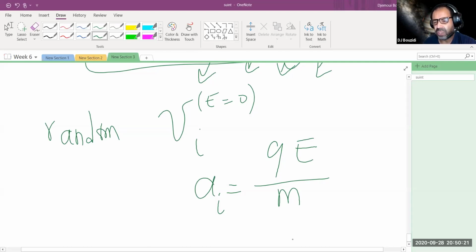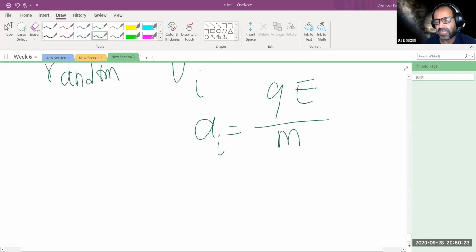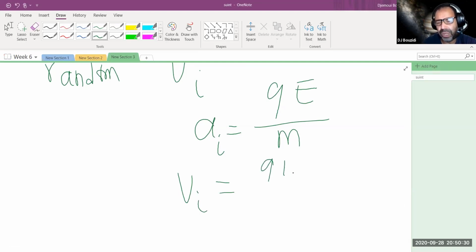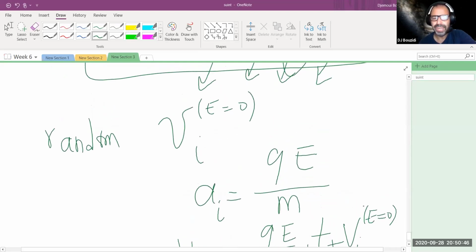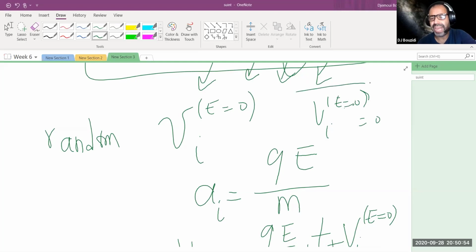But now, if I want to integrate this expression to find the velocity of each one of them, it's going to be v_i, which is this expression times time. So it's going to be QE over m times time plus the initial velocity. Remember, each and every one of them has a random motion by itself, the random motion in the absence of the electric field. Obviously, the average of the random motion, if I average this expression, is going to be 0, because motion is happening every way. So this is on average 0.